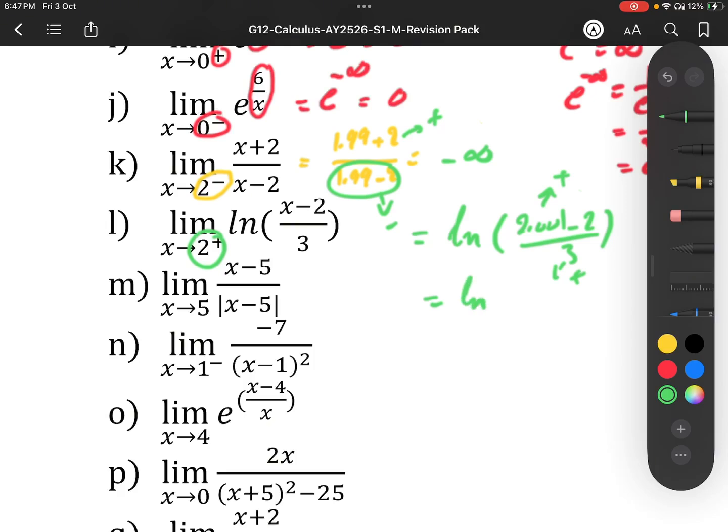ln of 0 from the right. As we mentioned, ln is graphically like this. So 0 from the right is this side. The function is going down, meaning negative infinity.